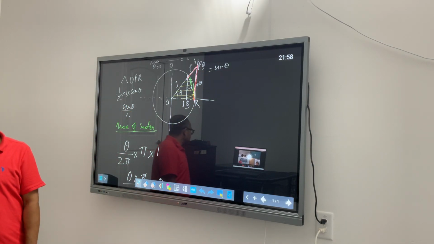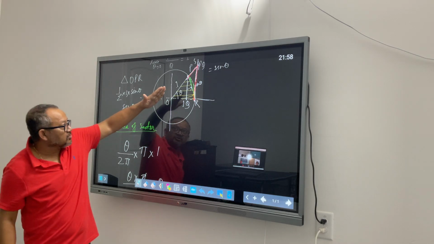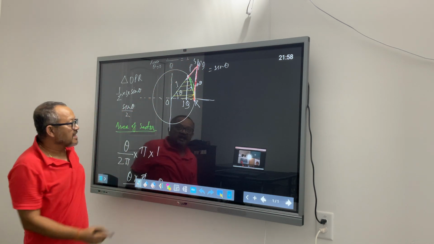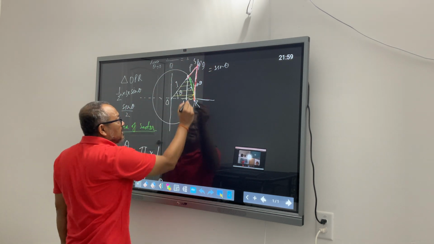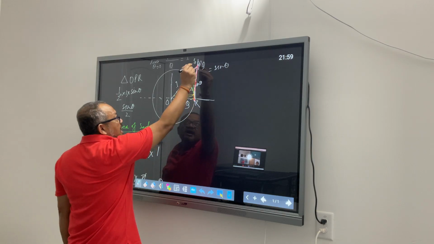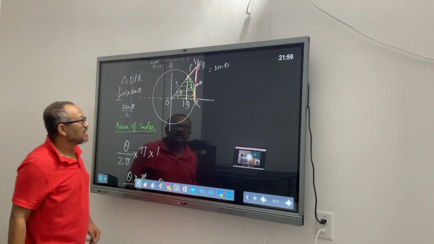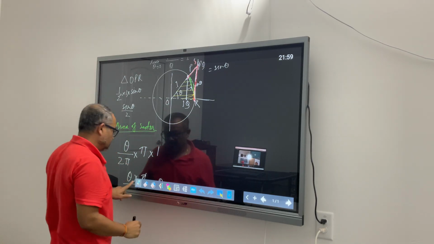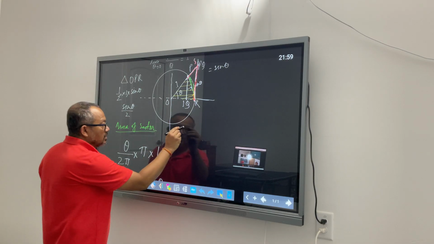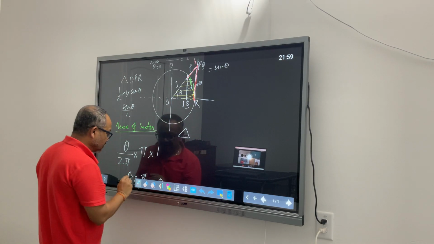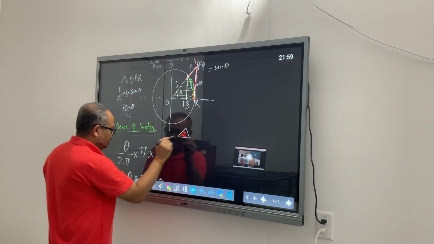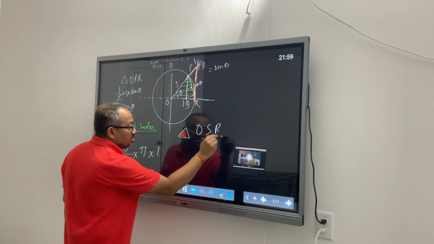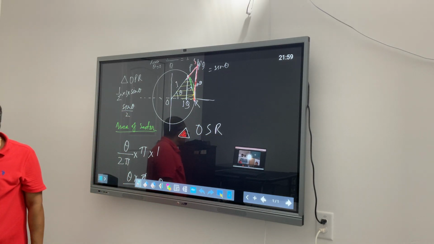Okay? I took this radius OP, which was making this angle theta, extended that, and then from here I created a perpendicular line on this point, and it met at S. So now I have a triangle, OSR.